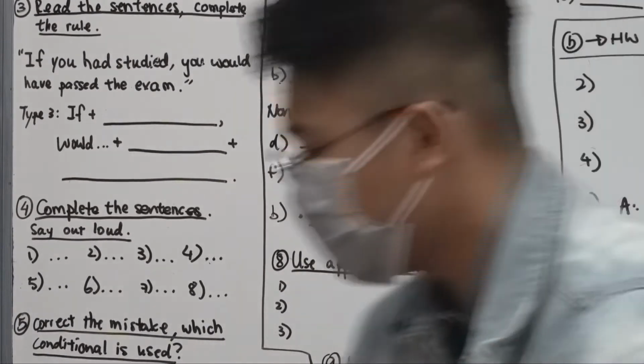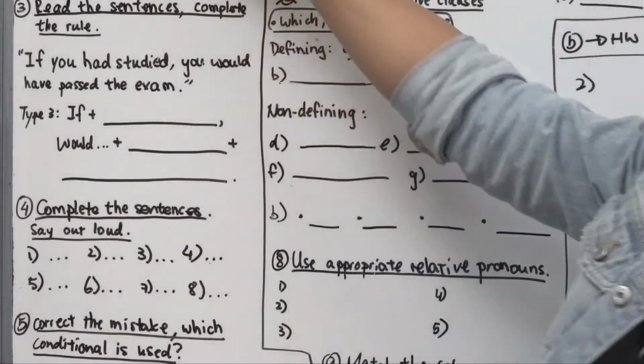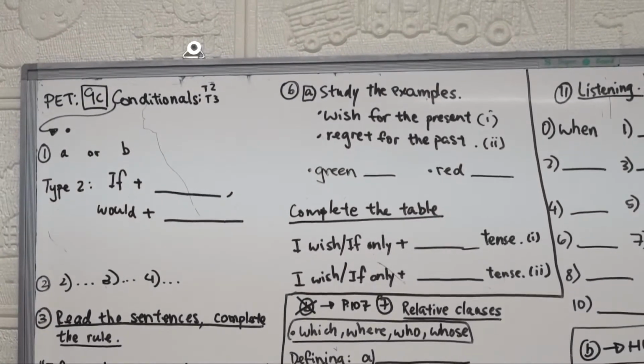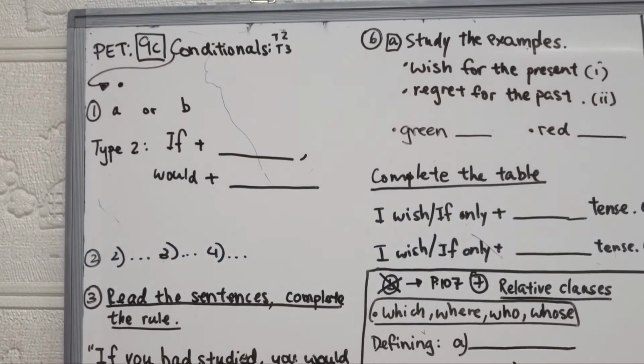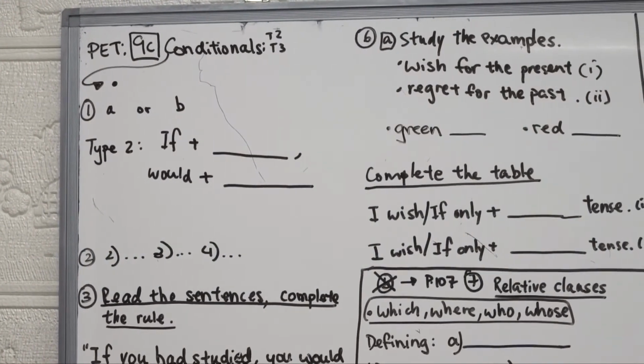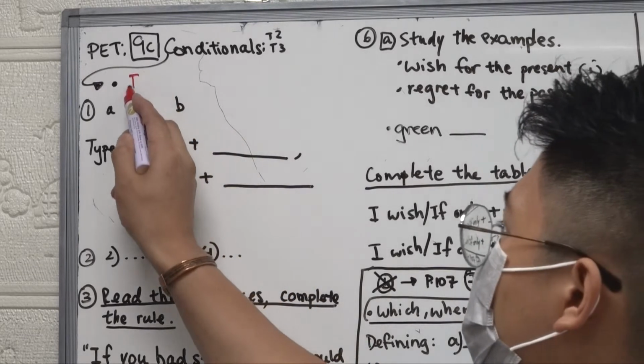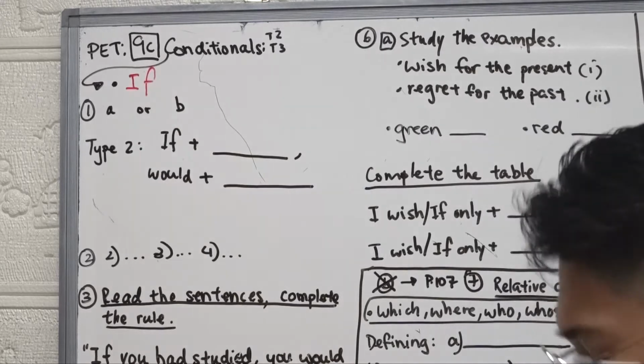So for today, we are going to talk about conditionals, types 2 and 3. Now, what are conditionals? There is a key word that we use for conditionals, just one word that can explain all of the meaning of conditionals. What's that one word? If. Right, very good. If. And if gives a meaning.